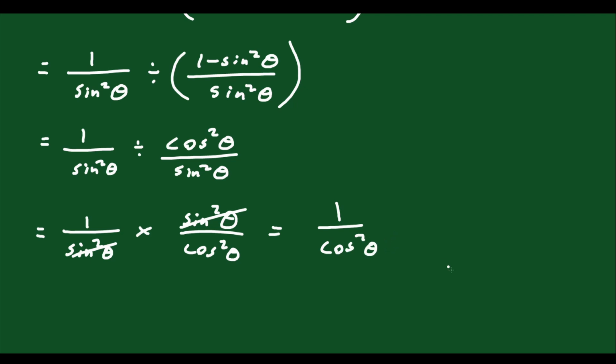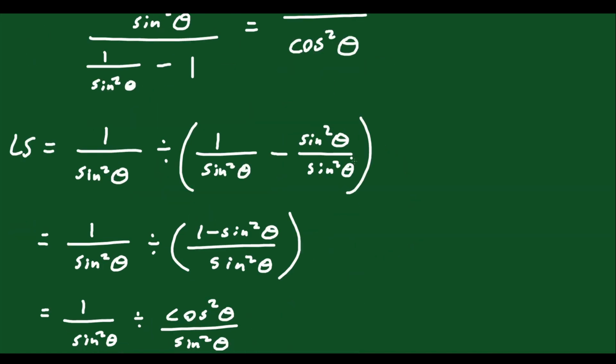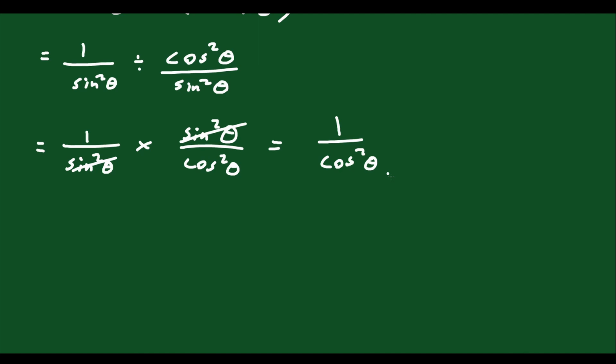And isn't that what we had on the right up here after I changed it? That's what was on the right. So now I'm done, right? I can say left side equals right side. My proof is complete. Okay, let's do another one.